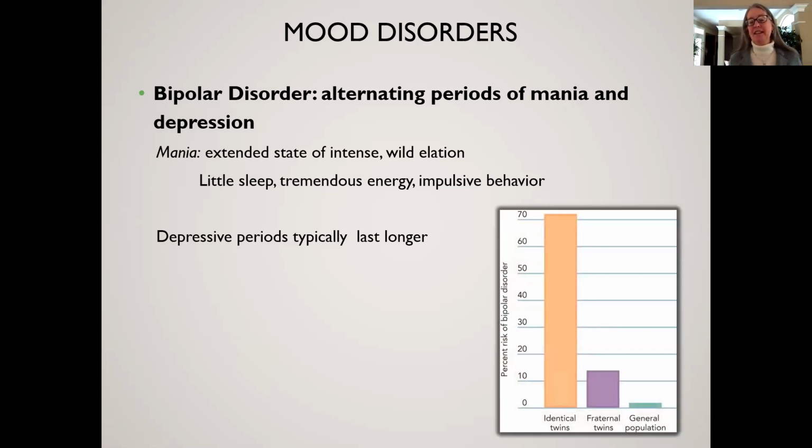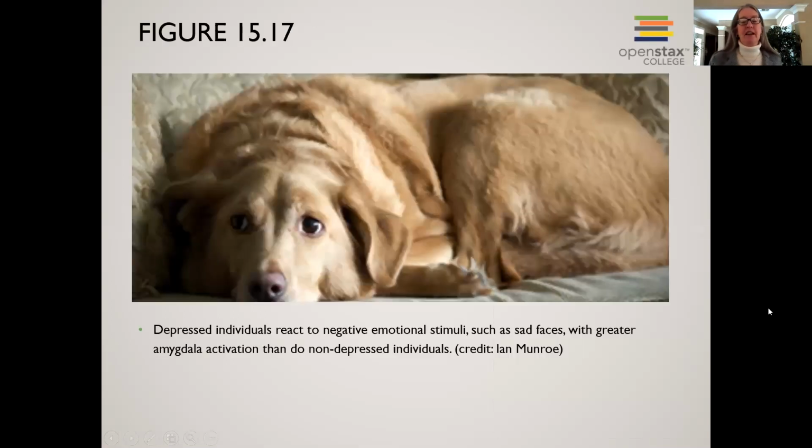And you can see here with the identical twins, it's just so much more likely than with fraternal twins, who don't share the same DNA, and the general population. You can see that in that slide.